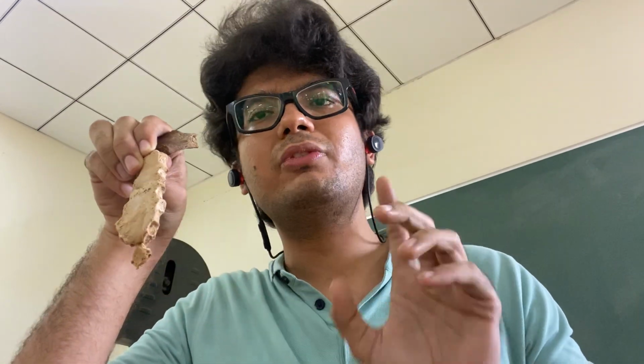Sternomanubrial, this one, right, that is which joint? That is a secondary cartilaginous joint. And this one, the xiphisternum, is again a primary cartilaginous joint. So the first chondrosternal joint is the primary cartilaginous, and the rest of the chondrosternal joints are of the synovial variety. So over here all the other chondrosternal joints will be of synovial variety.